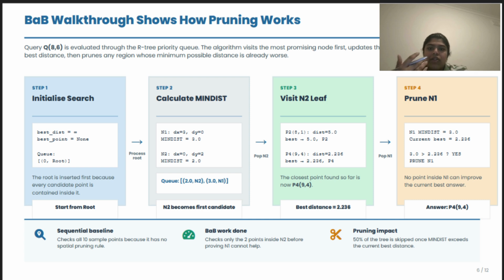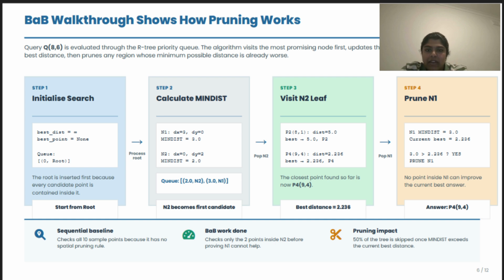P2 gives a distance of 5.0, while P4 at coordinates 9, 4 gives a distance of 2.236, which is better. Best updates to P4 at 2.236. And step 4 is the critical moment for us. We pop N1. Its minimum distance is 3.0. Our current best is 2.236. Is 3.0 greater than 2.236? That's the main question, and the answer is yes.